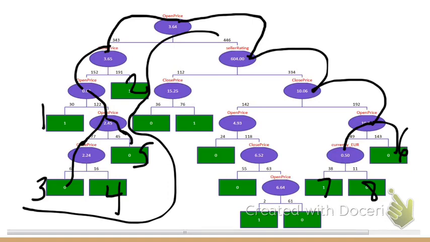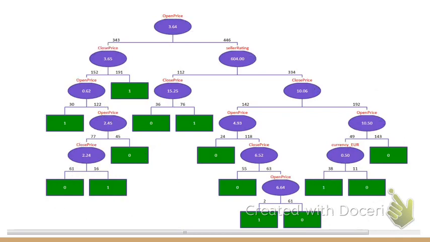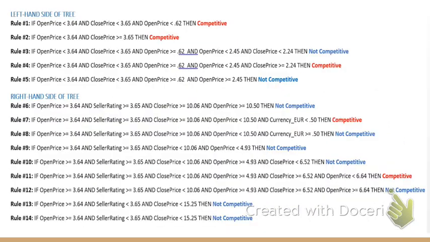I'm going to clear this out. Go back over to my side. You'll see here there's only 5 rules on the left hand side, but there's 9 on the right hand side. So rule number 6 is what I had just described to you. Rule number 7 and 8 is going down to that currency European. One is less than 0.5, one is greater than or equal to 0.5, and going down to those decision nodes.